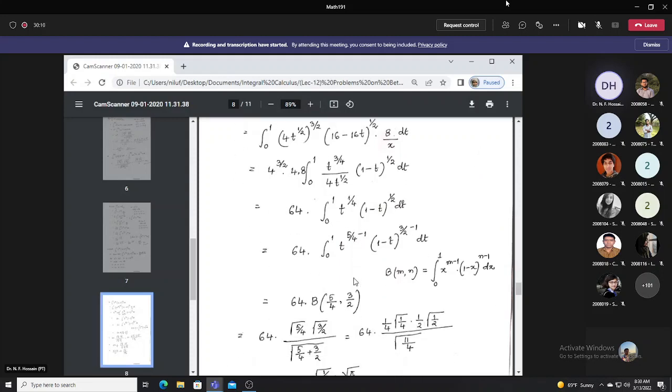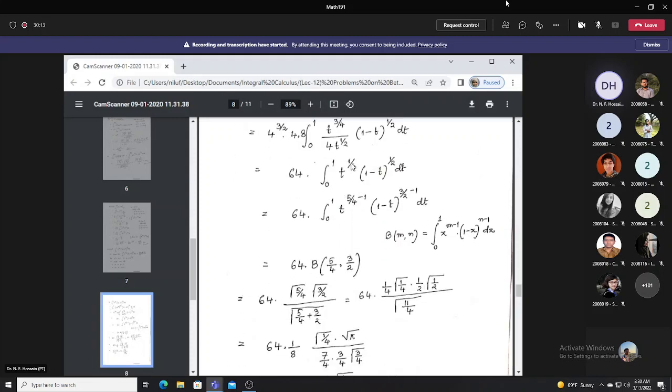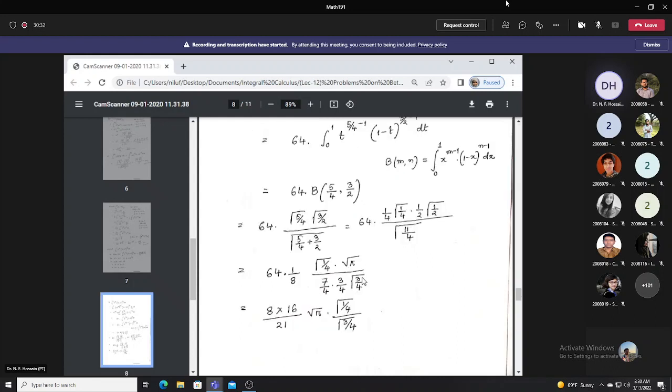Now it goes to the formula for beta function. Let us write this 1 by 4 as 5 by 4 minus 1, and this half as 3 by 2 minus 1. So your m is 5 by 4 and n is 3 by 2. So this is nothing but beta (5 by 4, 3 by 2). Now use the relation between beta function and gamma function. So beta(m,n) equals gamma m into gamma n divided by gamma (m plus n). Okay, now you simplify, you are getting this result.